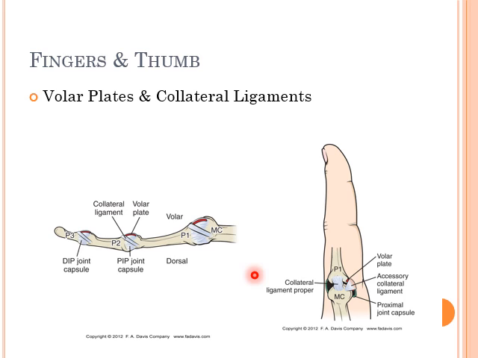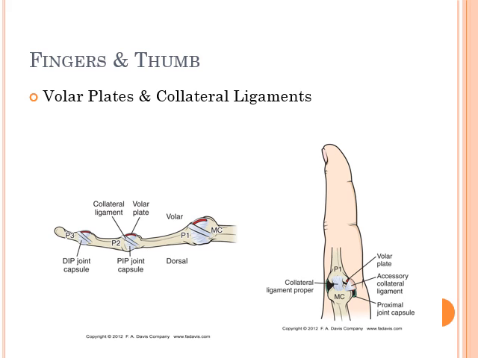You also have your collateral ligaments that you can see here. Most people have heard of the collateral ligaments in the knee. So they support the lateral side of the joints as well.